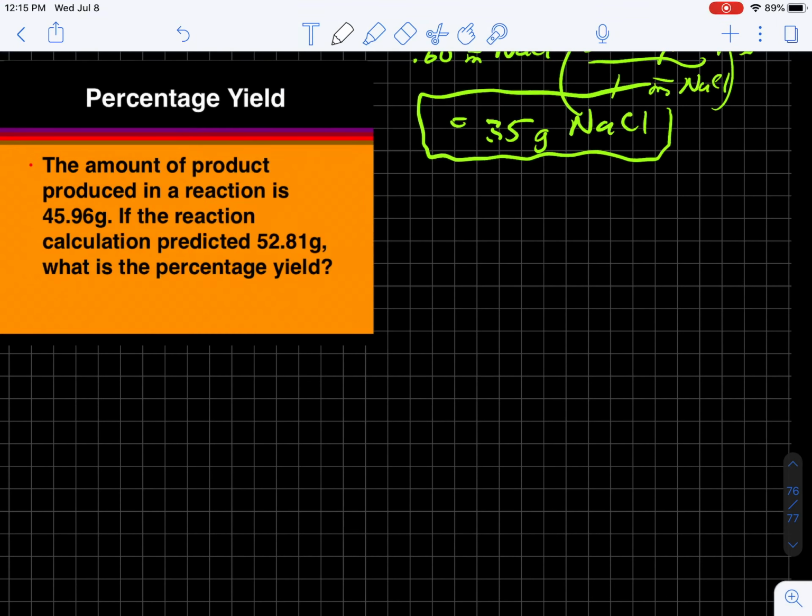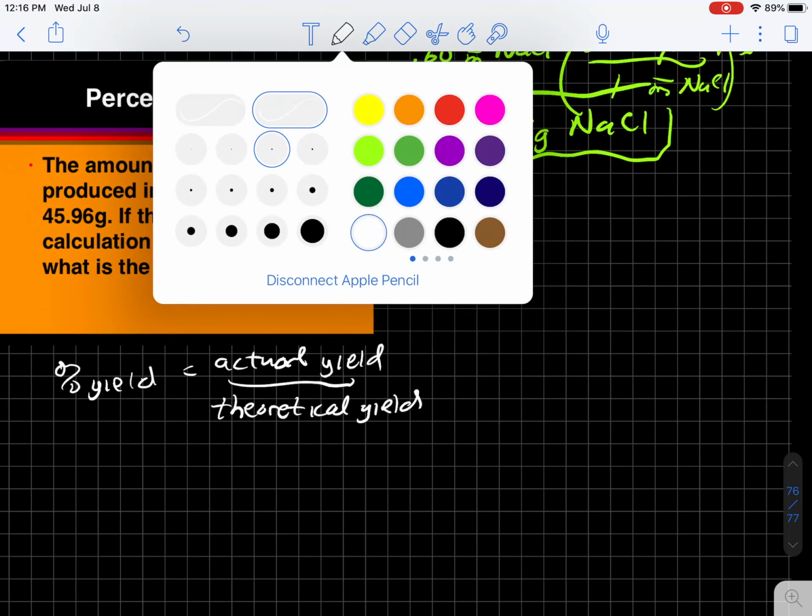All right, percent yield problems. When we are dealing with chemicals and we're transferring them from container to container, we're going to lose some of our product. So we can calculate a percent yield. How much did we get versus how much should we have gotten? So percent yield is going to be our actual yield. In other words, how much did we collect in the lab, and divide that by the theoretical yield.